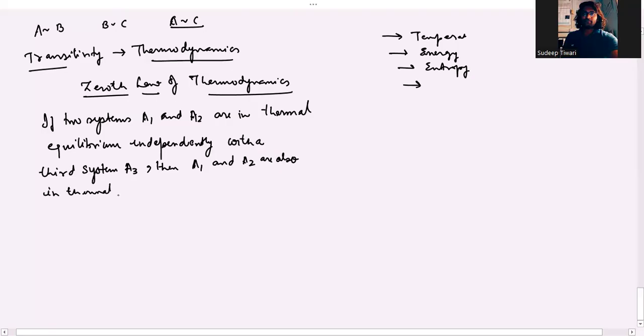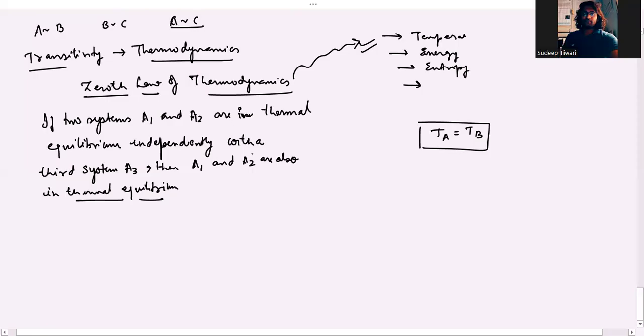And how do you quantify a thermal equilibrium? By the constancy of temperature. So if two bodies, let's say A and B, are in thermal equilibrium, then their temperatures must be constant. That is why I told you the zeroth law of thermodynamics is related to temperature. If two systems, A1 and A2, are in thermal equilibrium independently with the third system, A3, then A1 and A2 are also in thermal equilibrium.